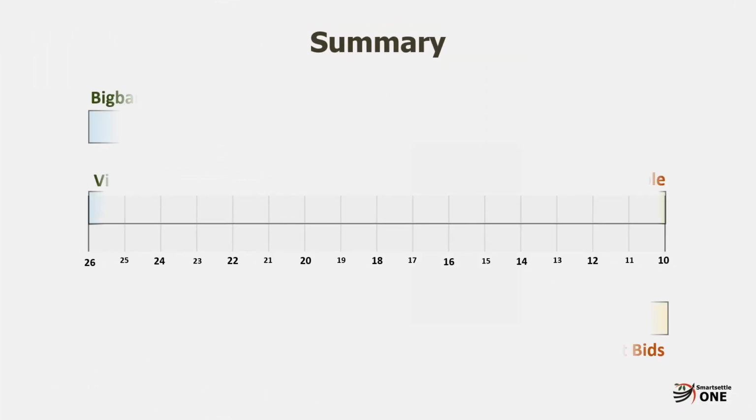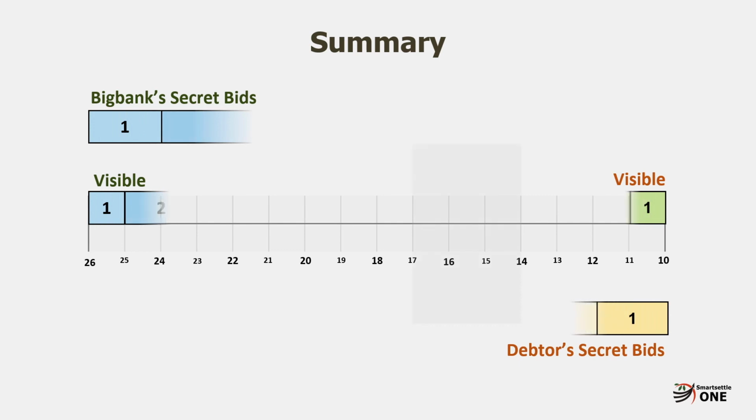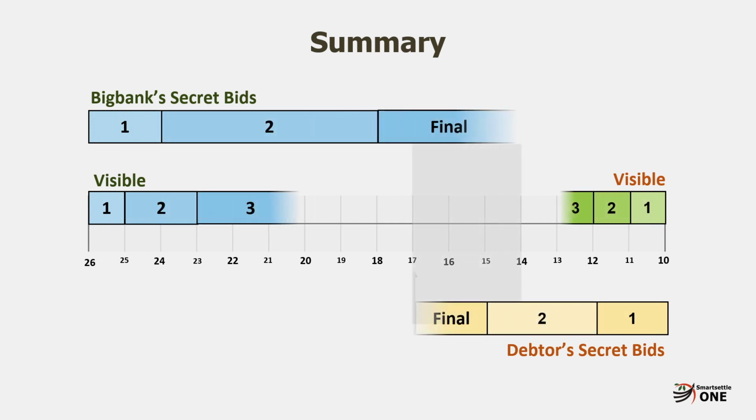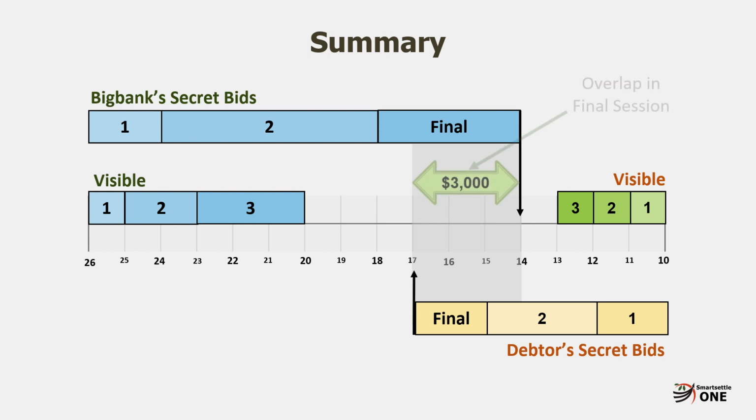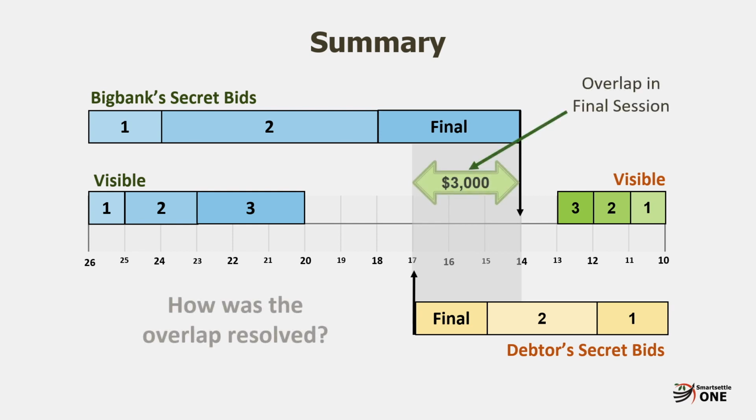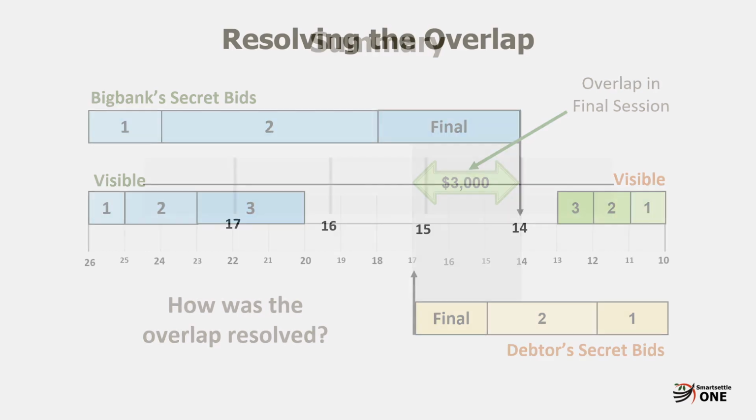Here is a summary of what happened. Bigbank and Debtor each made visible and secret bids in each of 3 sessions. When Debtor declared the 3rd session as final, Bigbank's final secret bid was extended to their limit. This produced an overlap of $3,000. To see how that was resolved, let's zoom in on the overlap.